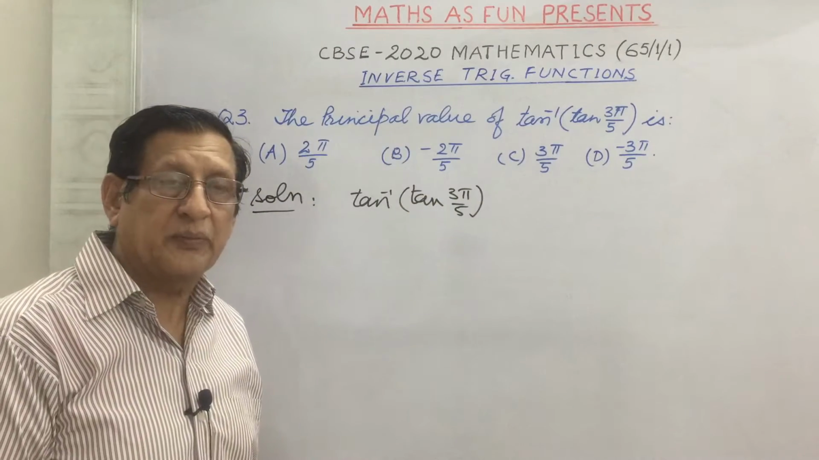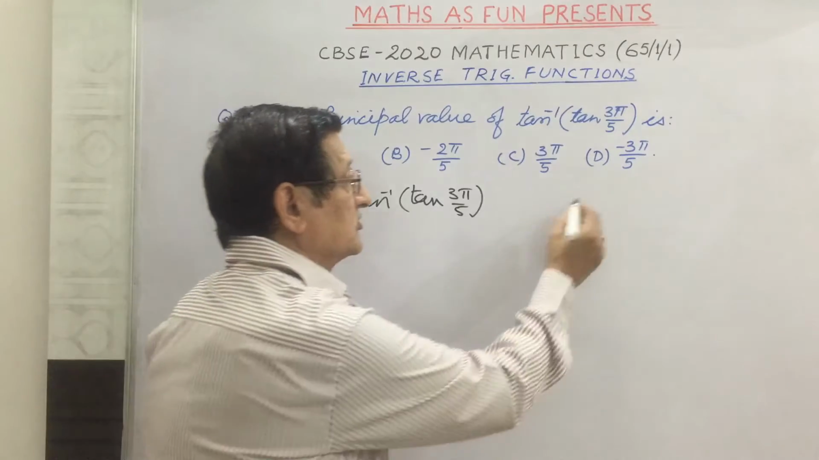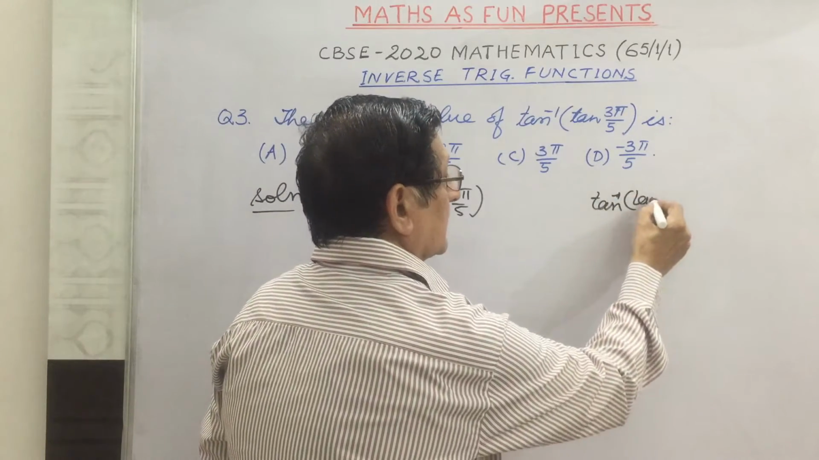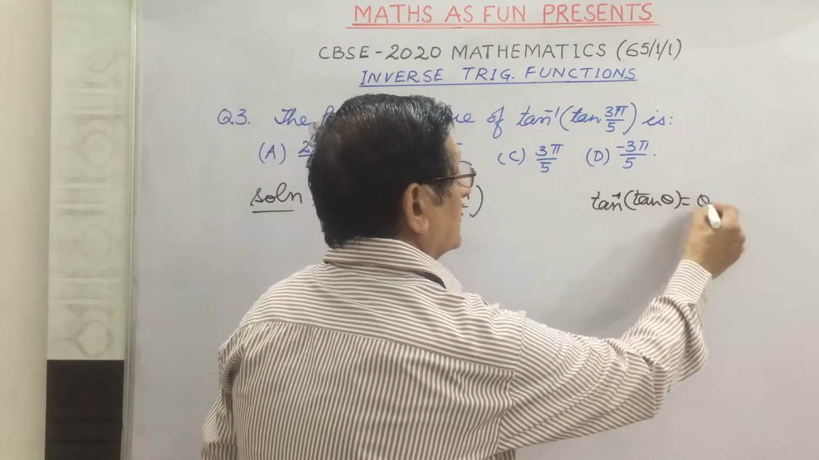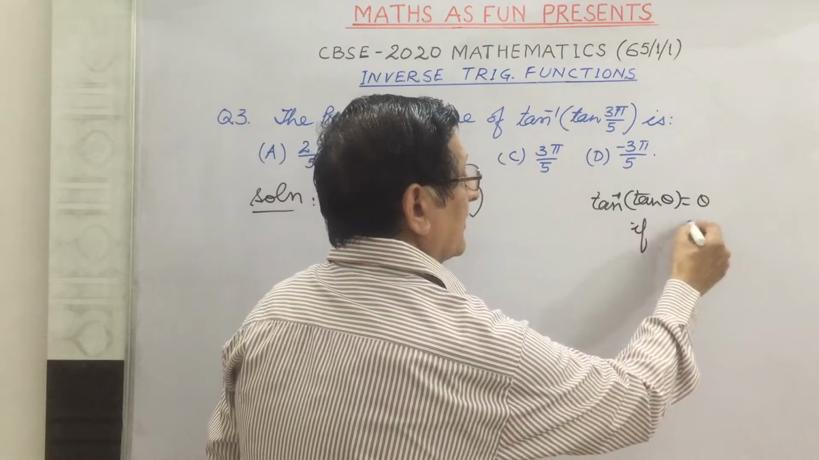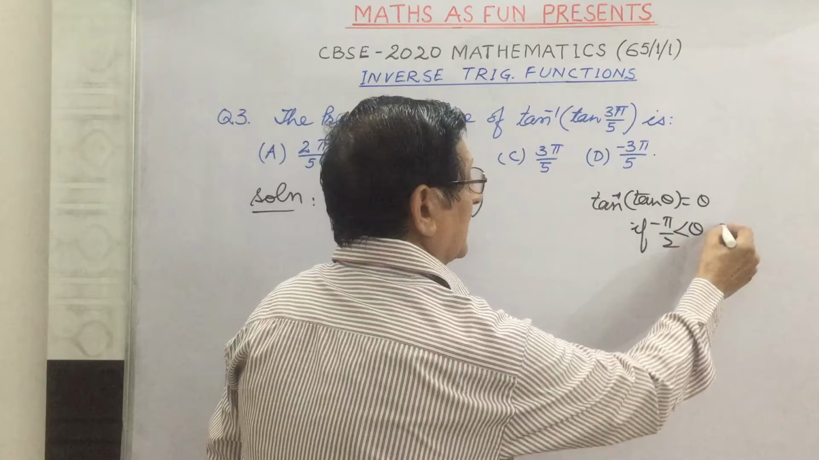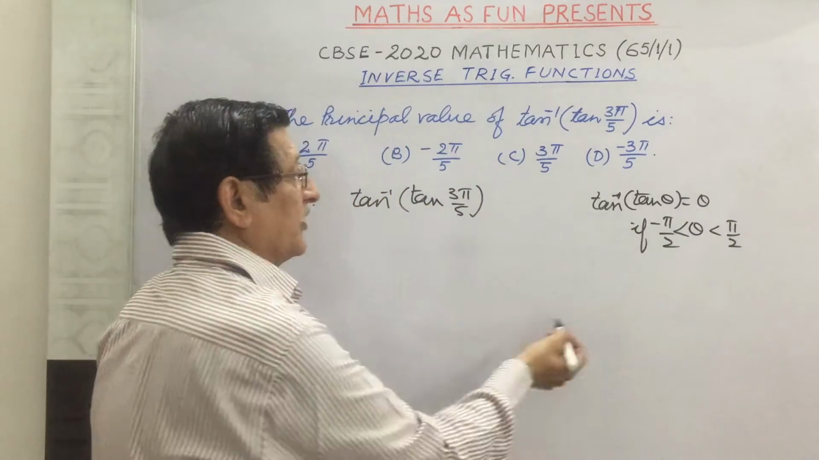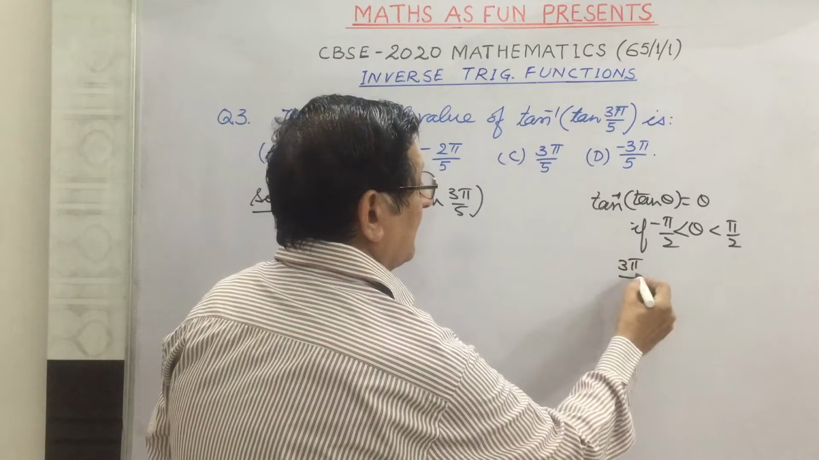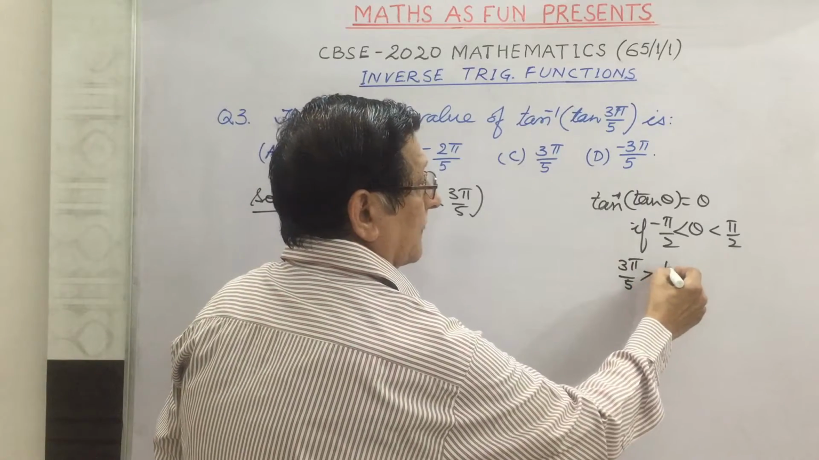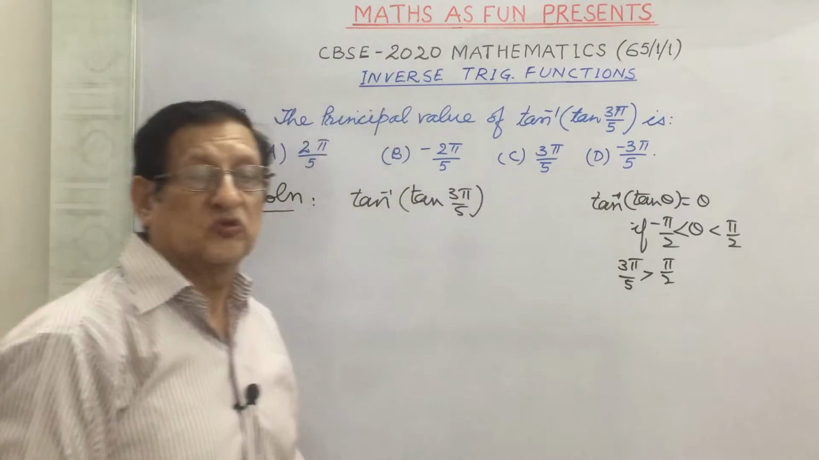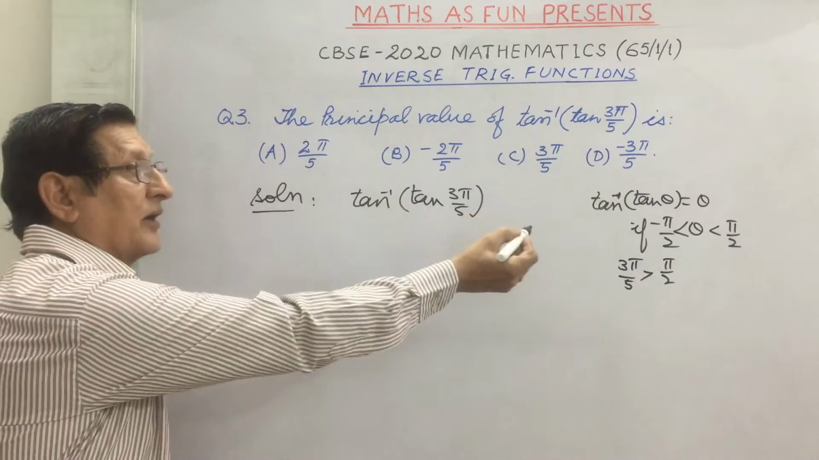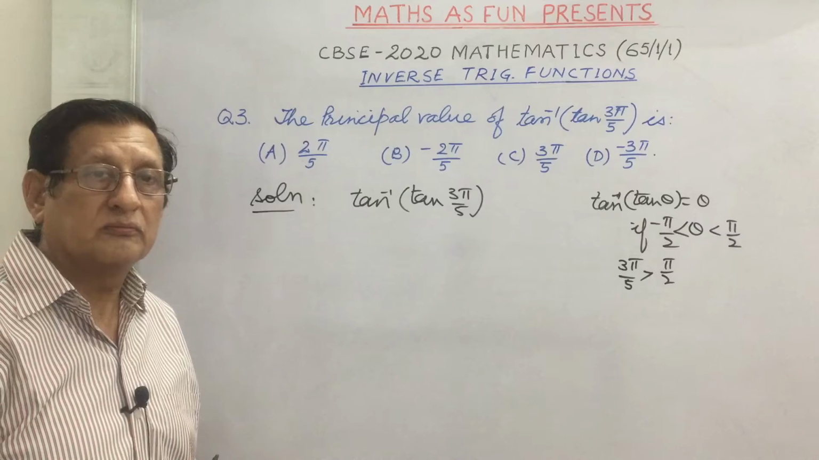Can we write it as 3 pi by 5? No. Why? Because we know that tan inverse tan theta is equal to theta if theta lies between minus pi by 2 and pi by 2. Whereas here we find that 3 pi by 5 is greater than pi by 2. So first we have to change it into the form of an angle which is less than pi by 2.